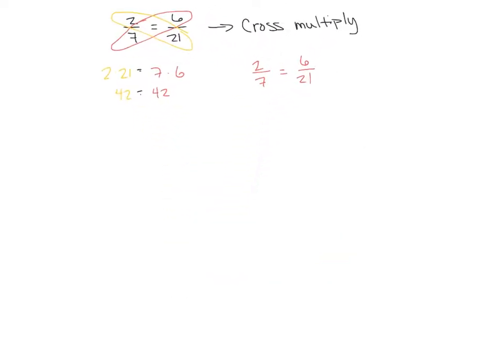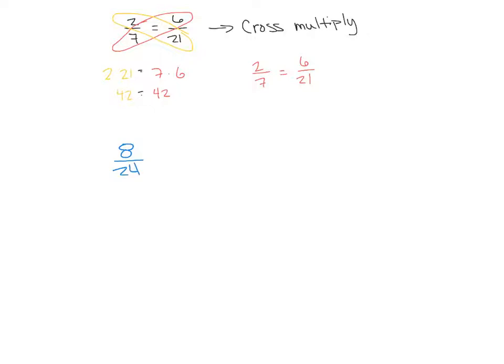Okay, next problem, same type of thing. We have 8/24 equals 6/20. Now they gave you the problem in this form. I should have written that down too. But you're going to set it up like this. Then you're going to take opposite and you're going to multiply them.